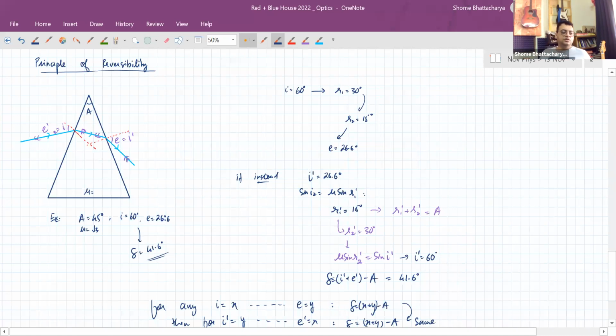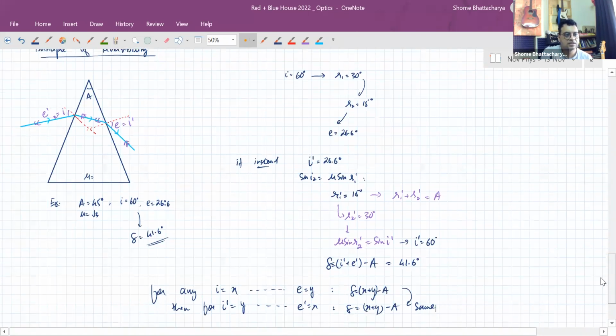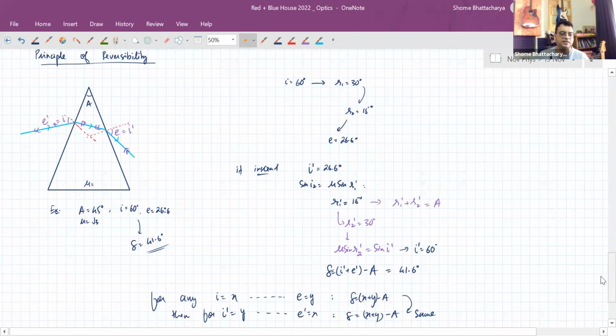So that means any particular value of angle of deviation will correspond to a set of two possible values of angle of incidence. In this case, the deviation of 41.6 degrees can happen from incidence at two different angles, either incidence at 60 degrees or angle of incidence being 26.6 degrees.